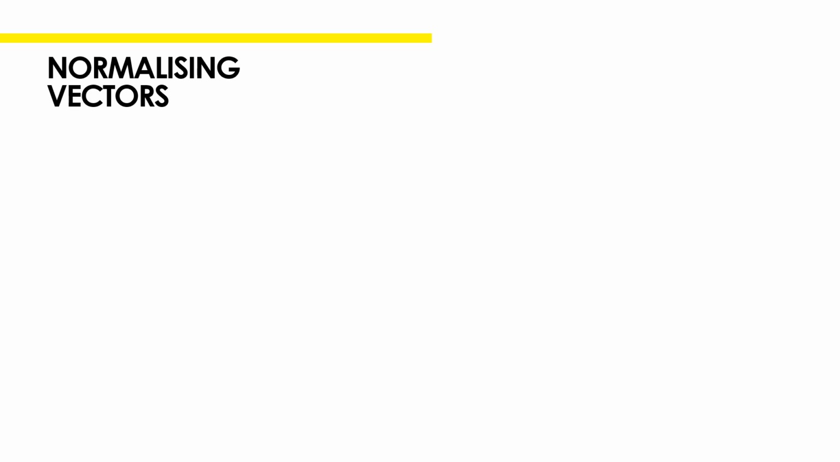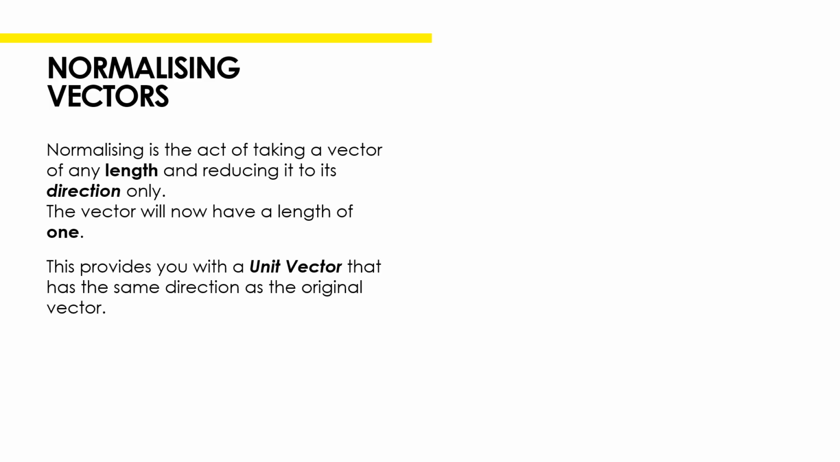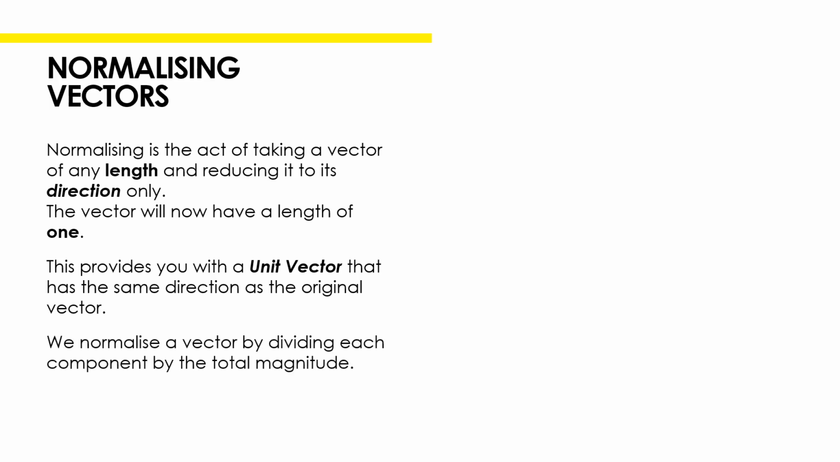On to talking about normalizing vectors. When we normalize a vector, this is the act of taking a vector of any length, so any of the ones we've used so far, and we reduce it to just represent its direction. So it's now a length of 1, it is a unit vector. Again, a unit vector is a vector with a length of 1 that has the same direction as the original vector. We normalize a vector by dividing each component by the total magnitude.